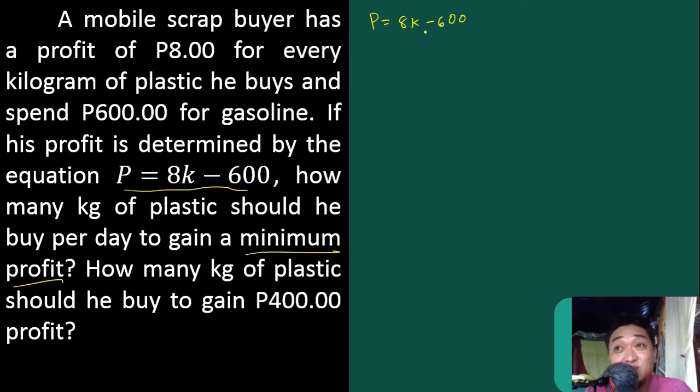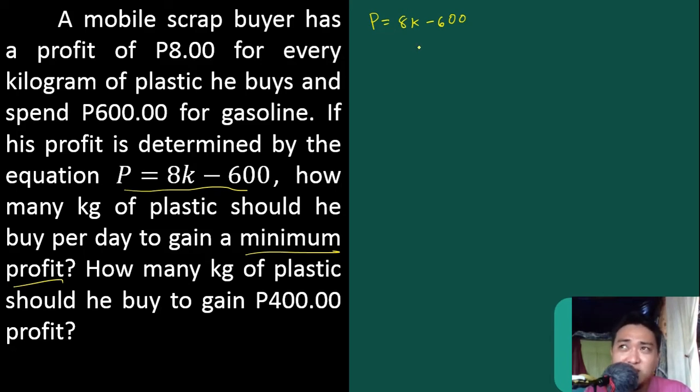So, that is 8 times 1. Kasi, 8 pesos yung profit niya per kilo. So, 8 minus 600, so magne-negative yung profit niya ngayon. So, that is negative, I think, 592 pesos. Lugi pa siya, ibig sabihin ng negative profit, lugi siya ng 592 pesos, ganun.